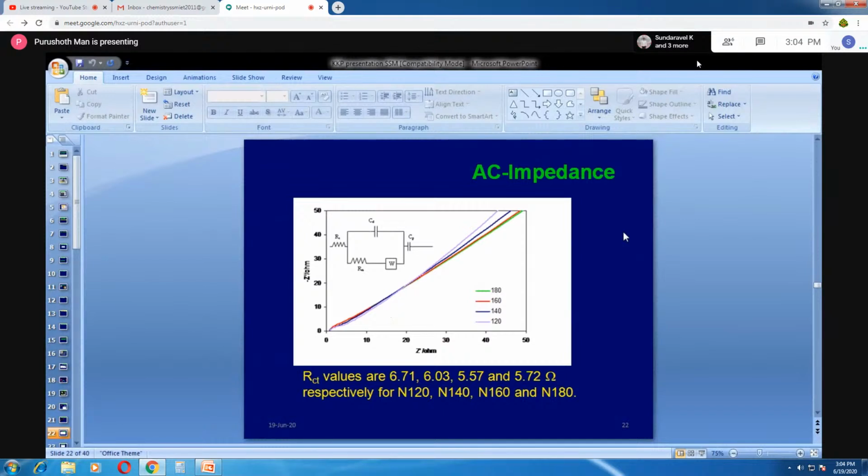The impedance analysis also confirms the lower charge transfer resistance for the samples prepared at 160 degrees Celsius. So this is what we call the solution resistance. The typical equivalent circuit is written here. This is the solution resistance, and the curve here is the charge transfer resistance, which cuts the x-axis on extrapolation. This area is called the Warburg impedance. The Rct value of the sample prepared at 160 degrees Celsius is 5.574 ohm, which is lower compared with the other samples.